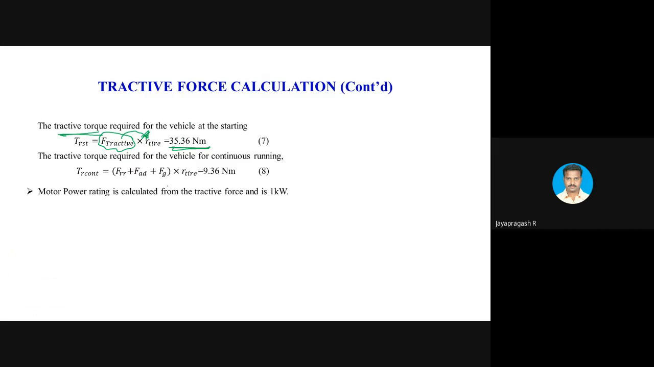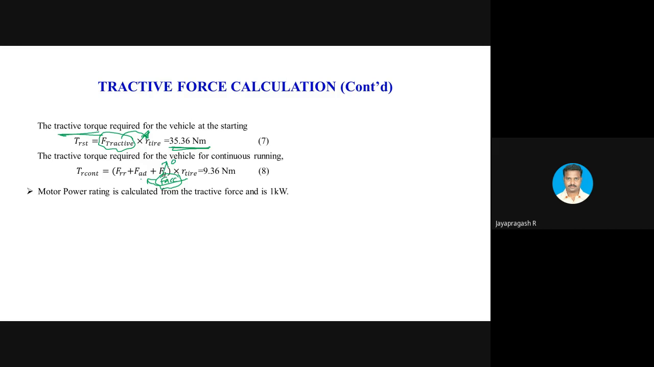In that case, the radius of the rim is multiplied with the rolling resistance, aerodynamic drag, and the gradient along. Gradient we already considered. We haven't considered the acceleration force, FACC, because the machine is already accelerated using the torque 35.36 Newton meter, and then it has attained its steady state. After attaining the steady state, it is not necessary to consider the accelerating force.